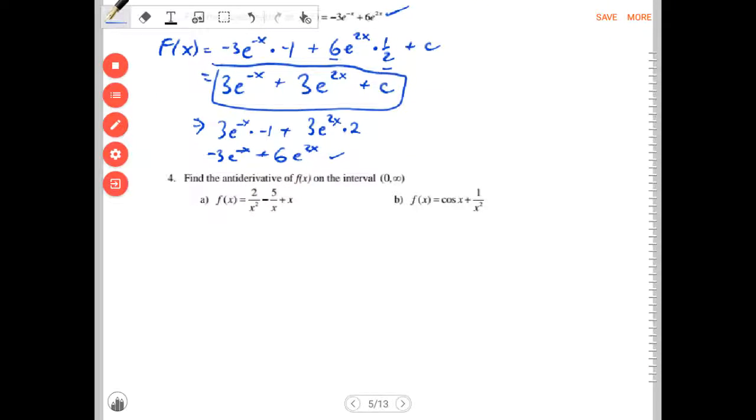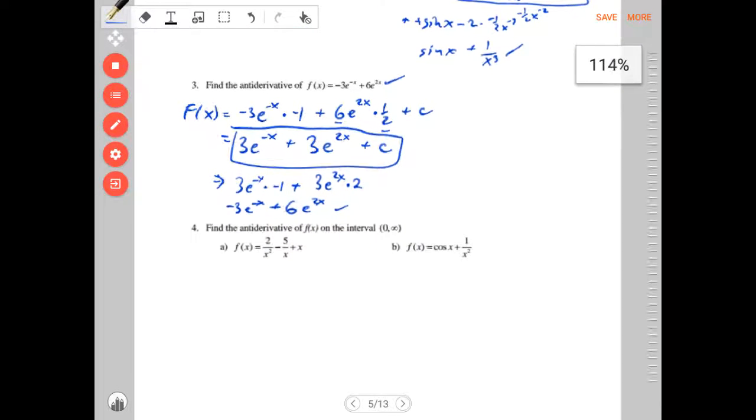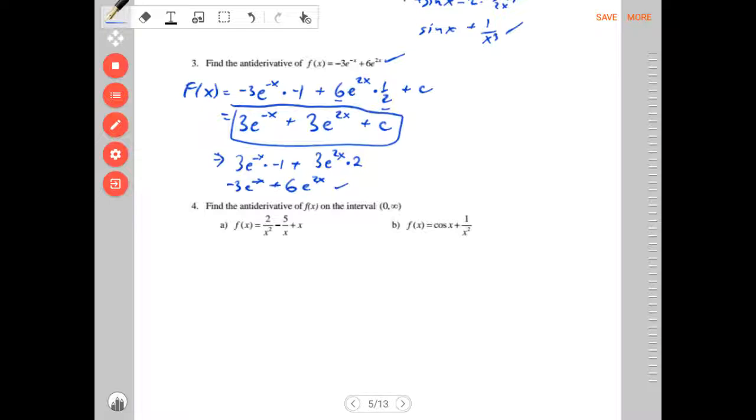All right, you don't have to do that all the time. You don't have to do that any of the time. It's just one of those handy things to do. All right, so number 4, find the antiderivative of this stuff.